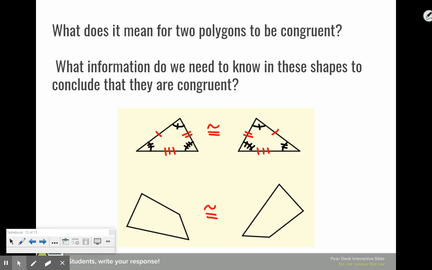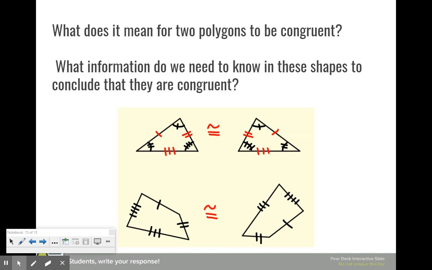Okay, so in order to tell if these two triangles are congruent, or if they're equal, that means they're the exact same shape, we need to know all three of their sides are congruent and all three of their angles. Same would go for a polygon. We would need to know that the corresponding sides are congruent to each other, and we need to know if all four of those angles are also congruent to one another. So be thinking about that as we go through today.